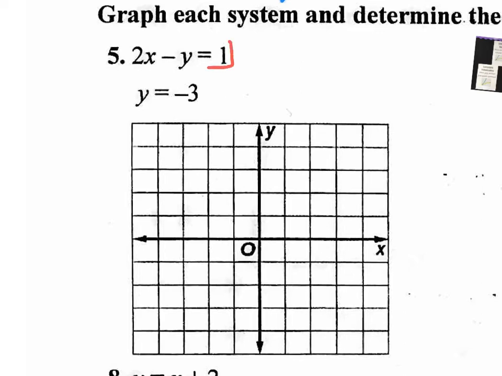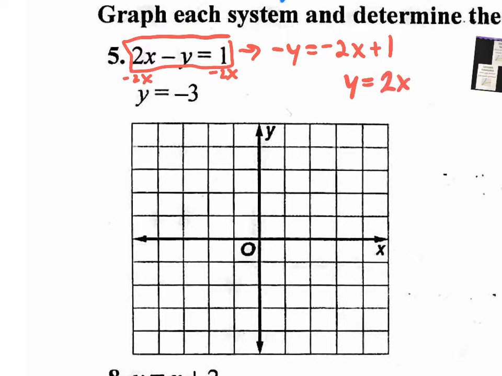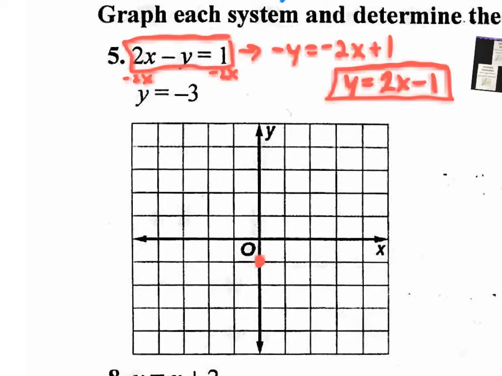No. So I like to use different colored pens. I want to rewrite the top one. I subtract 2x, and I have negative y equals negative 2x plus 1. But instead of a negative y, I want a positive y, so I multiply everything by negative 1. Then my equation becomes positive y equals positive 2x minus 1. Are you with me? So that top equation becomes y equals 2x minus 1. I wrote it in red on purpose because I want to graph it in red. It crosses at negative 1. And then from that point, my slope is what?